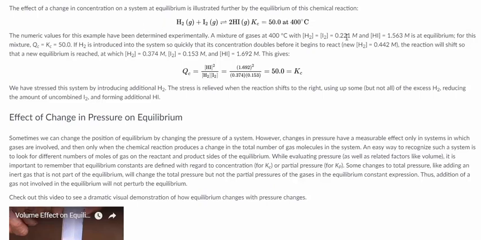For example, with this equilibrium right here, if we have hydrogen gas and iodine gas reacting to form 2 hydriodic acid gas, and we end up increasing the concentration of the iodine gas, let's say. If we increase that concentration, the equilibrium will shift to the right, away from that increase, in order to form more products and reestablish that equilibrium.